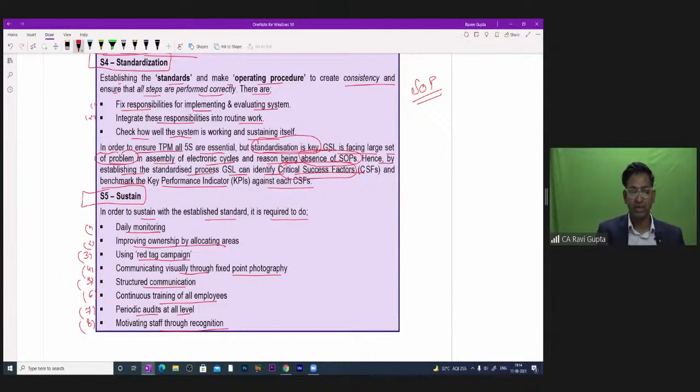So we have to do the daily monitoring to sustain, to look that there are no deviations from the standard operating procedures. Improving ownership by allocating the areas, we have to improve the ownership. Using the red tag campaigns, communicating visuals through fixed point photography, structured communication, continuous training of all employees, a periodic audit at all levels, and motivating through staff recognition.